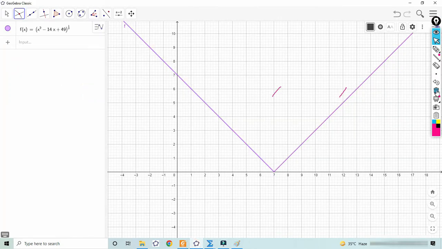We can also illustrate this using the software. This is the graph of the given function. When y is equal to 7, then x is equal to 0. And when y is equal to 7, then x is equal to 14. So 0 and 14 is the answer.